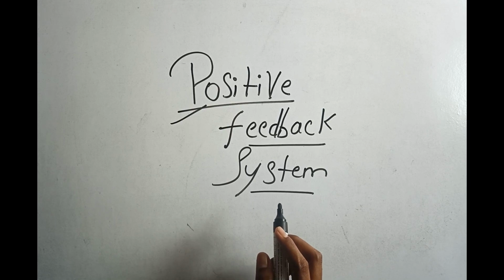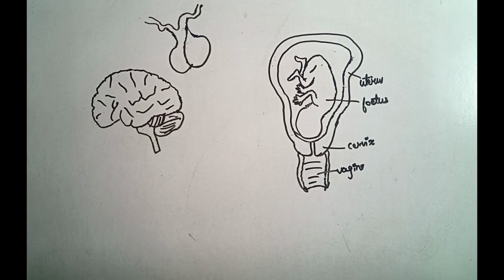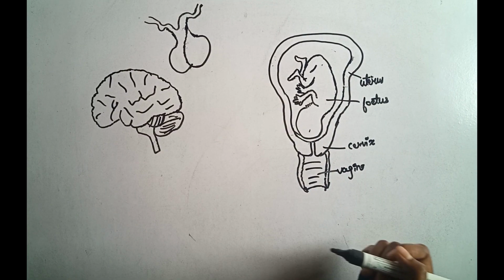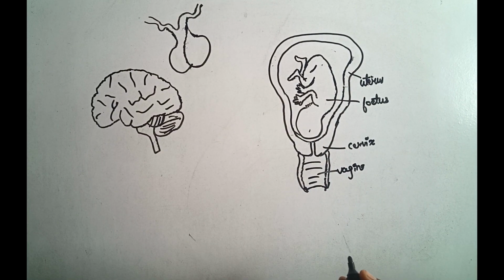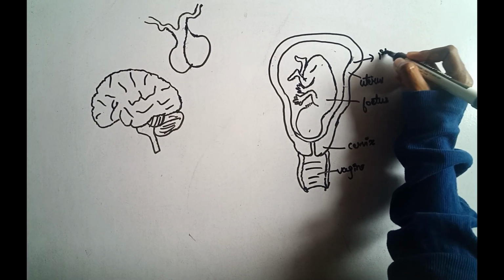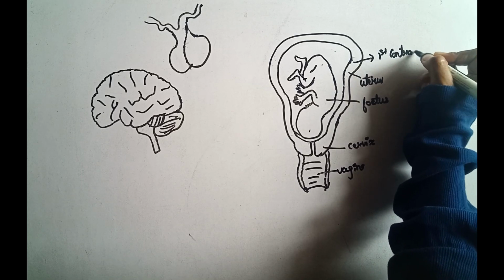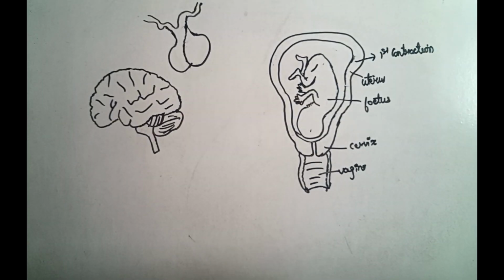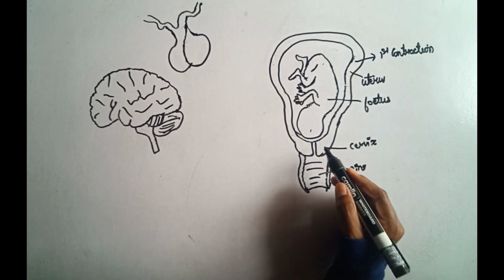So let's get started. To understand the positive feedback system, let's take an example of normal childbirth, parturition, or delivery. Okay, so this is the fetus, uterus and vagina. After the 9th month, or during the 9th month, there is the first contraction in the muscles in the walls of the uterus. So what happens, the fetus moves toward the cervix.